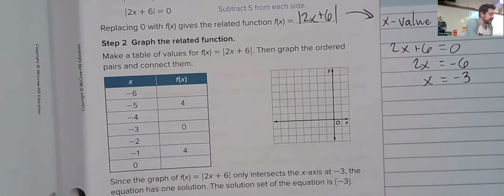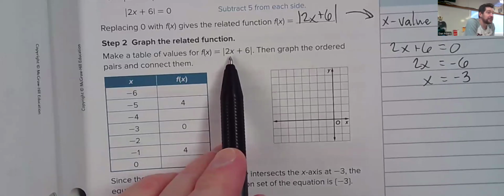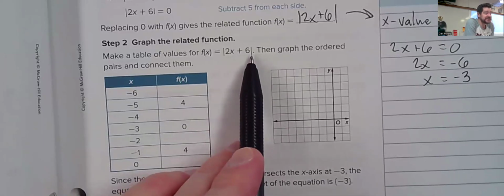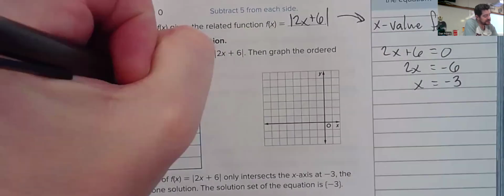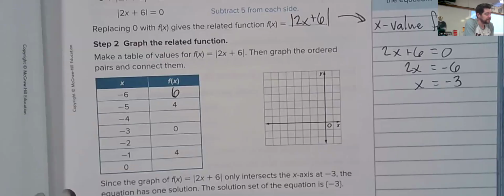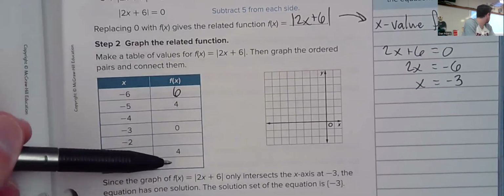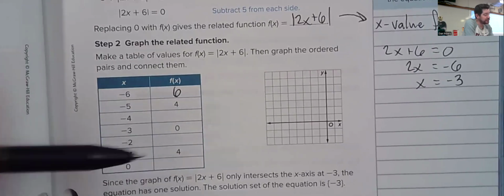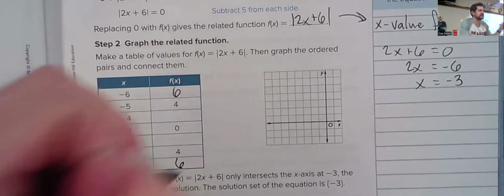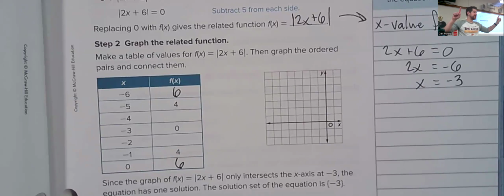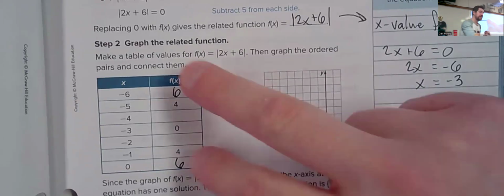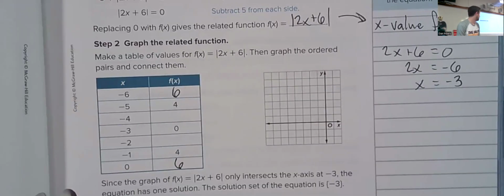So if you plug in -6, 2 times -6 is -12. -12 plus 6 is -6. The absolute value of -6 is 6. And because we know that the vertex is here, that means that this point is reflected over here as well. So that's also going to be 6. If you know where the middle is, you know that the points going left and right that are the same distance from the vertex are going to have the same y value. So that also makes it a little bit more convenient. There's less math that has to be done that way.